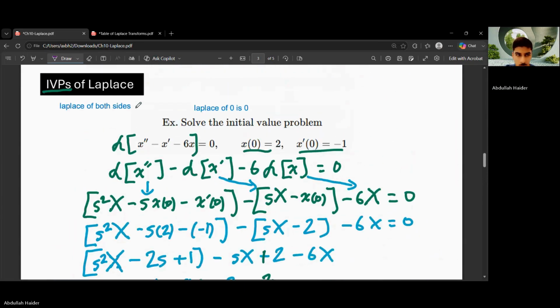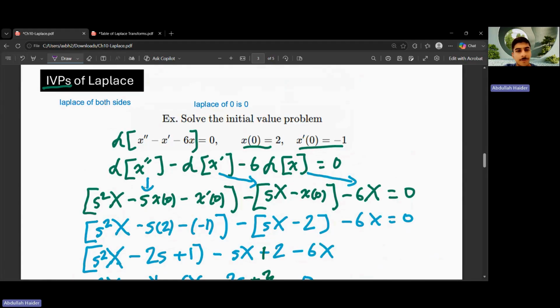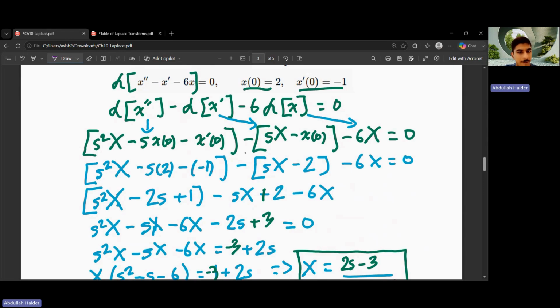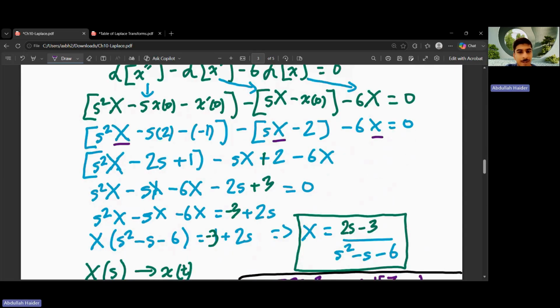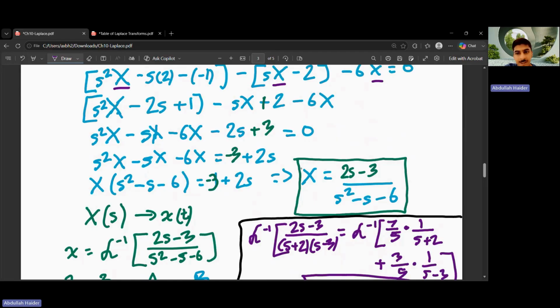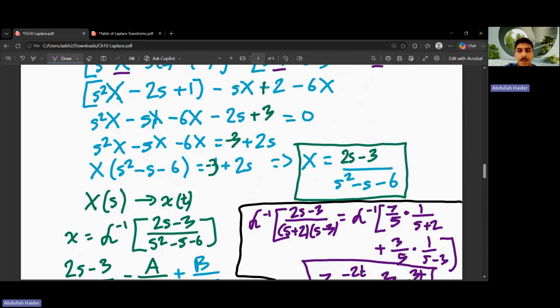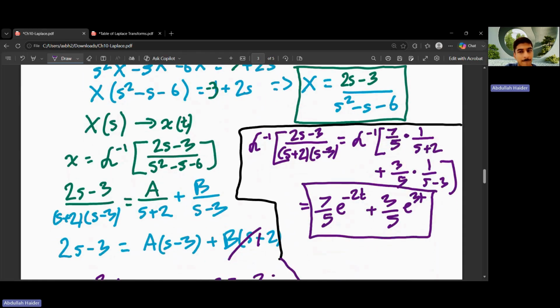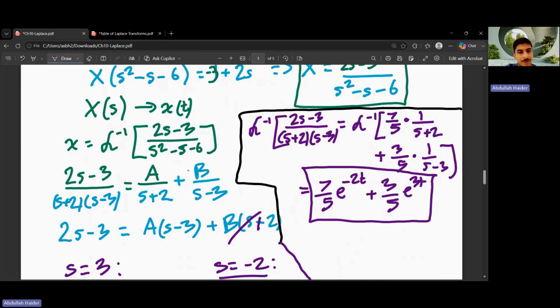So then again, a small recap. You take the Laplace of both sides, the Laplace of each of these terms separately. When you've done that, you apply the initial conditions immediately. You try to take this X to the left side, and take everything else to the right side, and you write it as X equals whatever you have left. As you can see, this is an improper fraction. We need to convert this to partial fractions so that we can take our inverse Laplace easily.